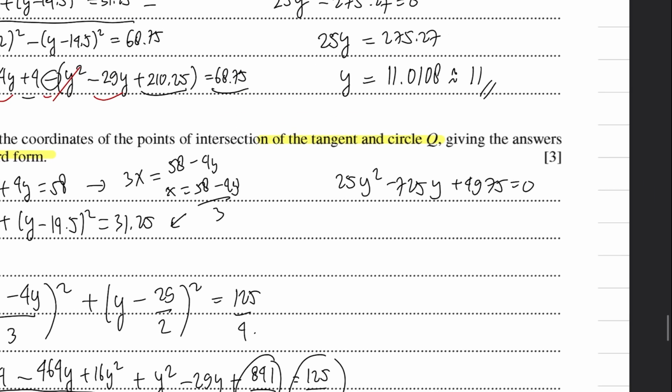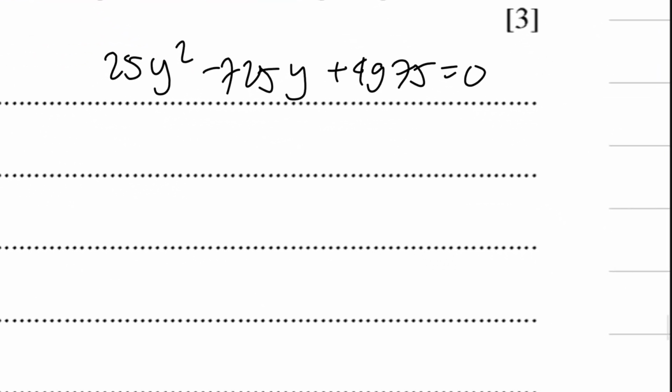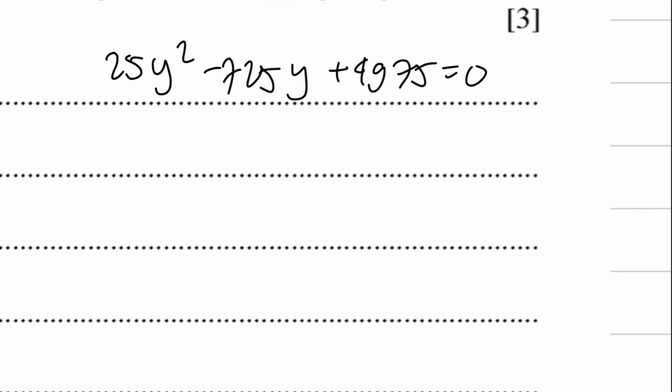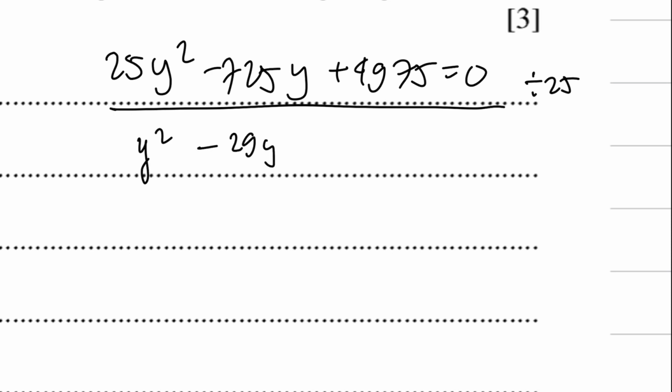This is to solve this, right? Okay. Can I divide by 25? Yes, finally. Divide by 25. So y squared, 725 divided by 25 is 29, so 29y, plus 4975 divided by 25 is 199. Once again, a bad number.